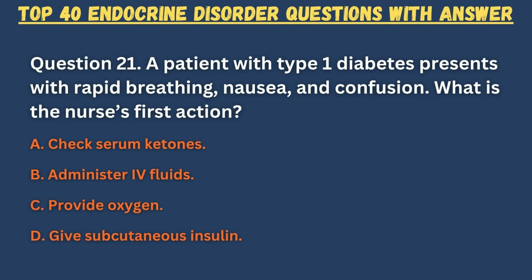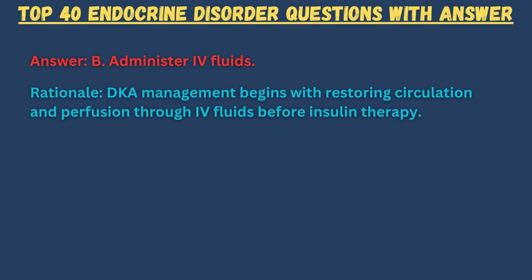Question 21. A patient with type 1 diabetes presents with rapid breathing, nausea, and confusion. What is the nurse's first action? A. Check serum ketones. B. Administer IV fluids. C. Provide oxygen. D. Give subcutaneous insulin. Answer: B.